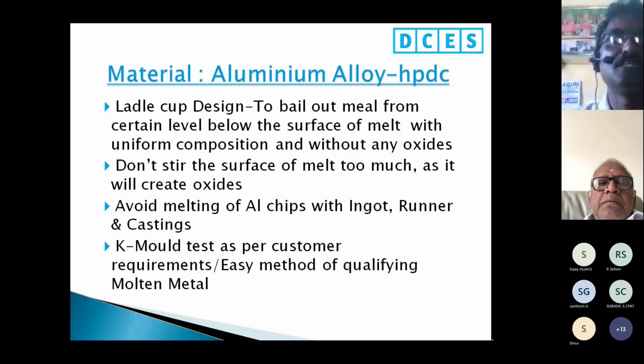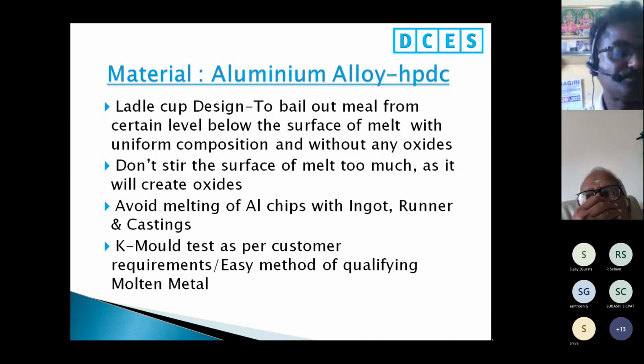And don't stir the surface of the melt too much, as it will create oxides. Sometimes the operator wants to clean the ladle cup, always agitating too much at the top surface, and it will create oxides. This should be eliminated. And avoid melting of aluminum chips with ingot and runner and casting. It will create more dross.